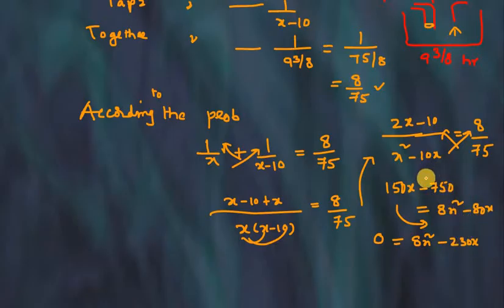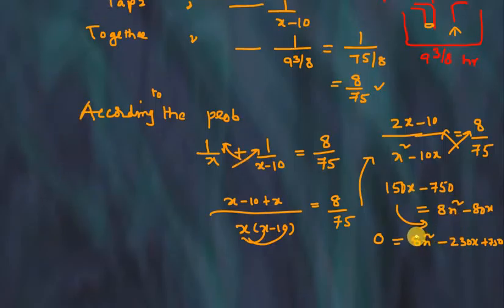Minus 750 becomes plus 750. So this is the quadratic equation, we got it. If you solve this quadratic equation, you will get the value of x. So this is about the sum. So we'll move.